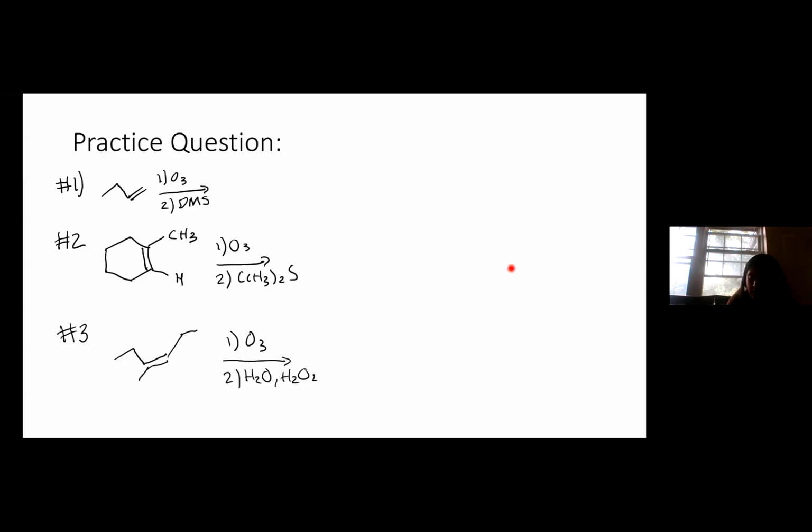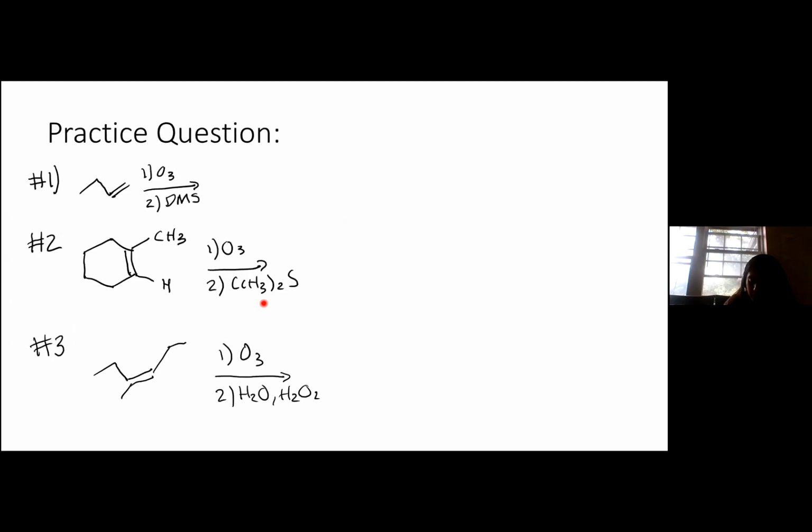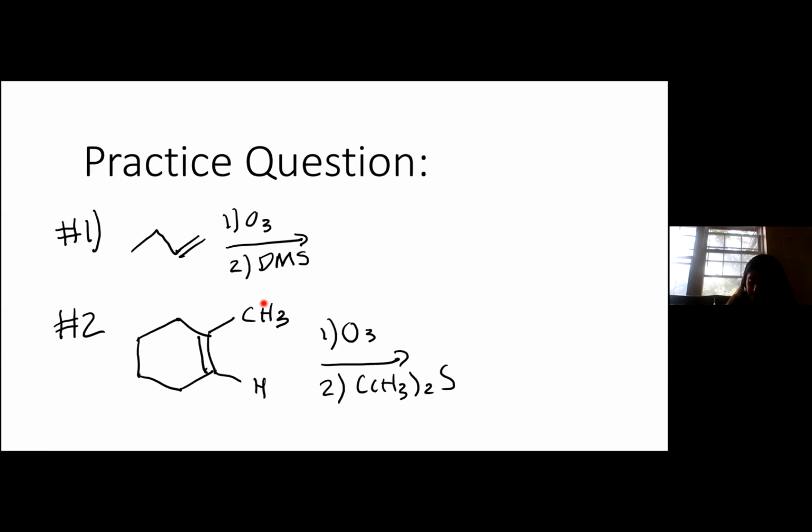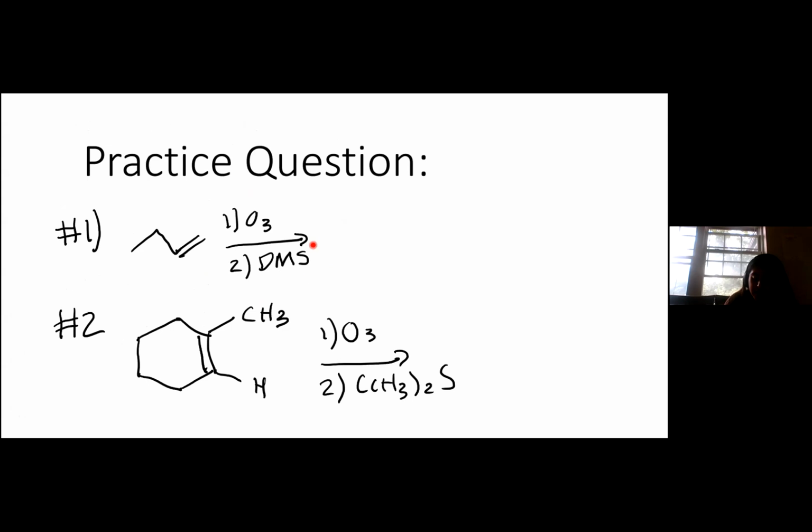So let's do some practice. Let me just zoom in. Number 1. Does anyone want to attempt this question right here? Again, DMS, the hydrogens are not replaced by OH, so aldehydes are retained. So what do you guys think it would be?